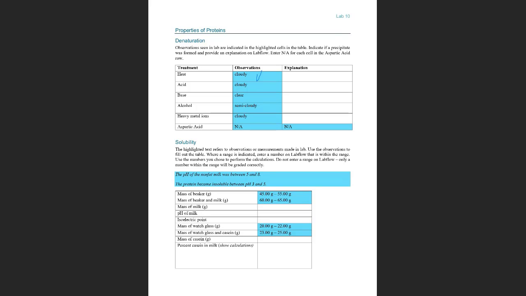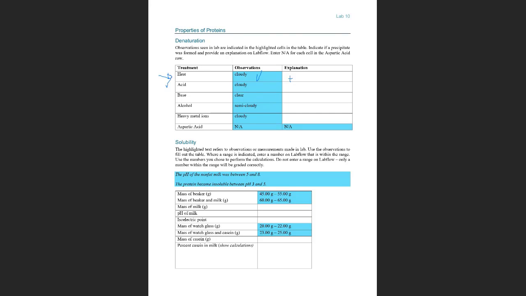So what does it mean if it's cloudy? When you applied heat, read the write-up, when you applied heat to the protein, we said it lost the shape, except the primary structure, and the interactions stabilizing the secondary, tertiary, and quaternary structure are disrupted. And that's why you see cloudiness. If it's clear, there was no denaturation. So that is positive, and you will explain.